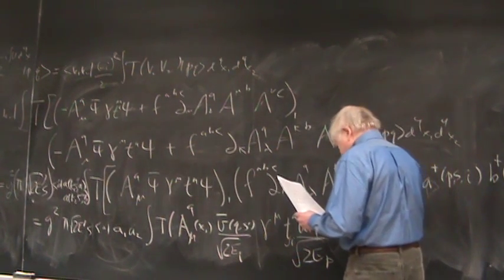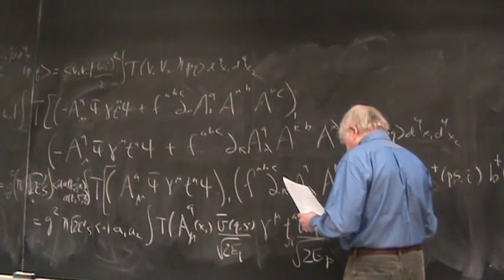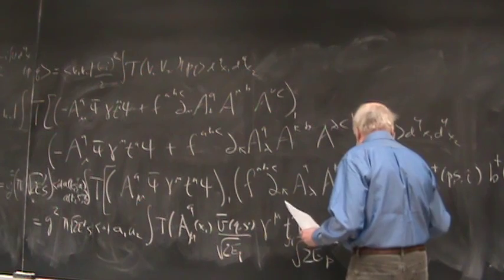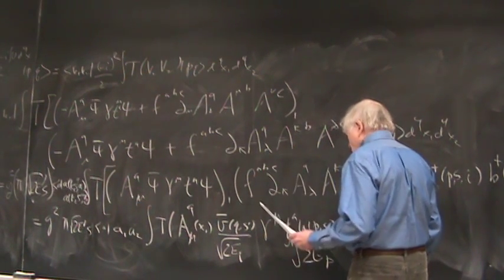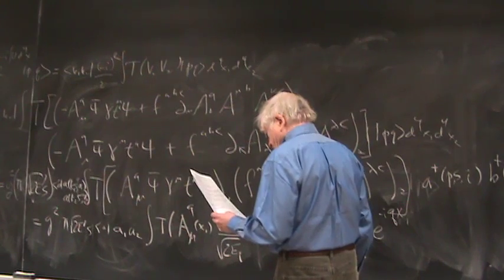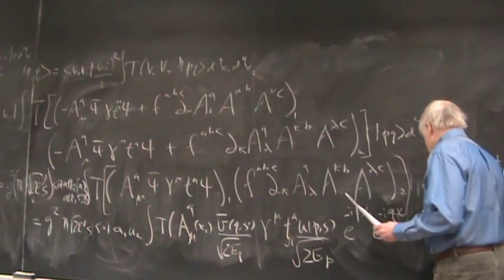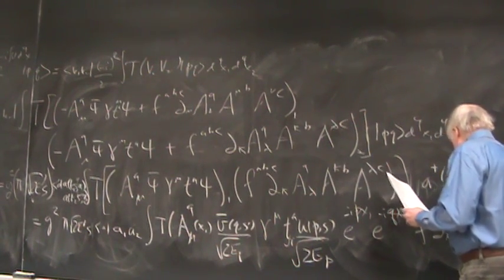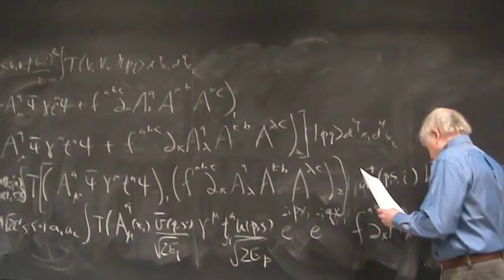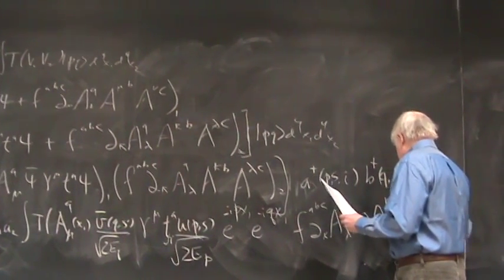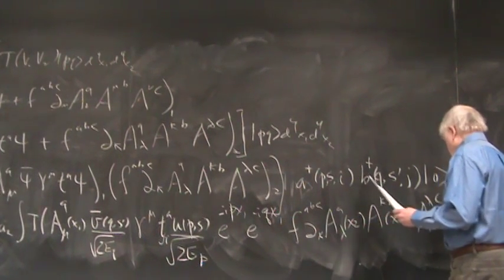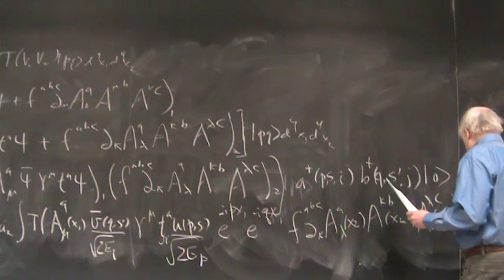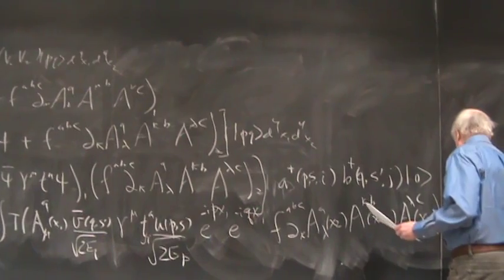Then you have e to the minus i P x1 and e to the minus i Q x1. And, well, I think that's enough of that. And then what's left here is f^{ABC} D_K A_lambda(x2) A_B(x2) A_lambda^C(x2), end of time ordering, vacuum, d^4x1 and d^4x2.